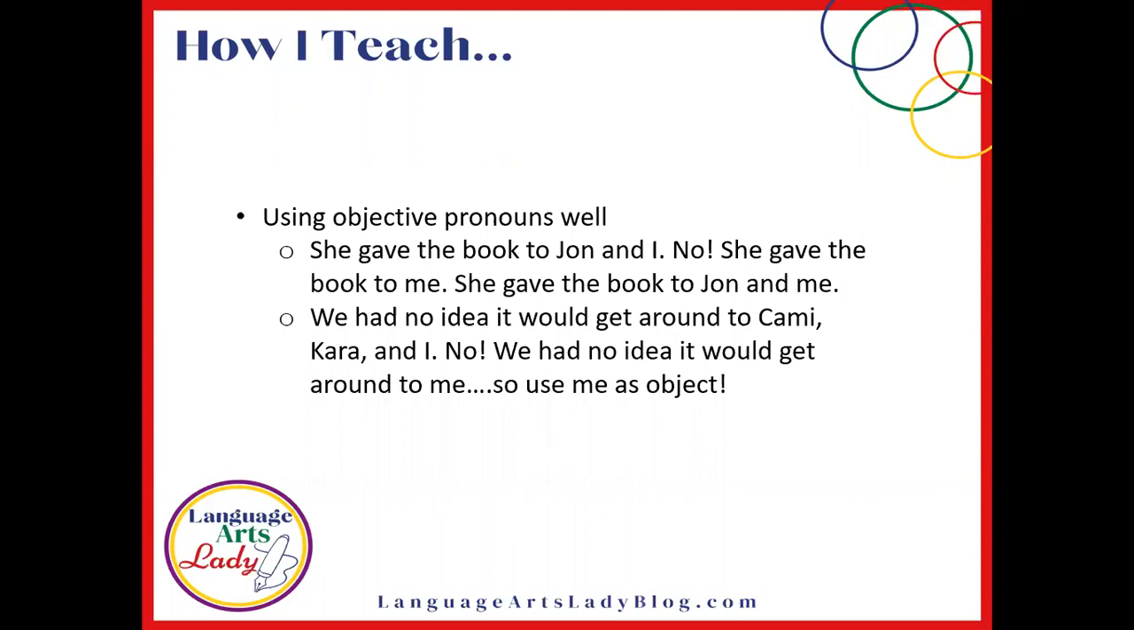And that is another important aspect of learning prepositional phrases well: using the objective pronouns. We had no idea it would get around to Cami, Kara, and I. No, we had no idea it would get around to me. So use me as the object.